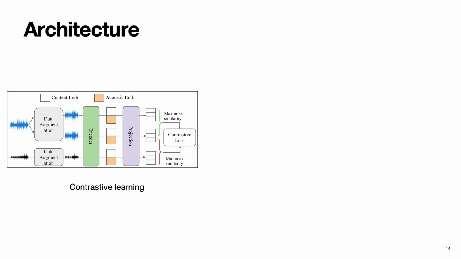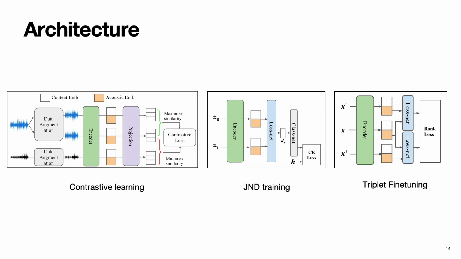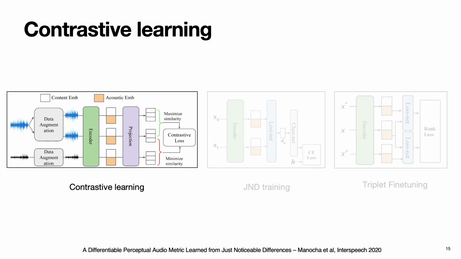Now, looking at the model architecture, we first pre-trained the encoder using contrastive learning, and then fine-tuned the encoder and trained the loss network using the perceptual dataset that we collected in our previous work, which was DPAM. And finally, we fine-tuned the whole model using the newly collected triplet comparison dataset. Let's now look at each and every step individually.